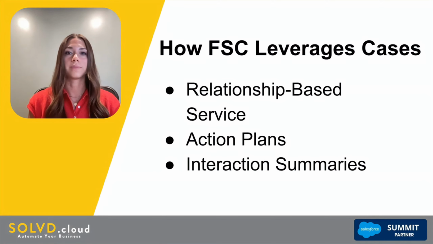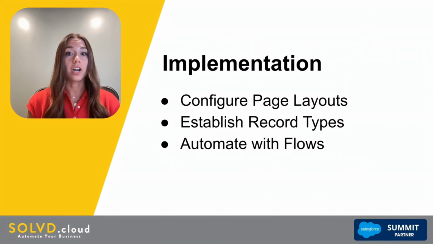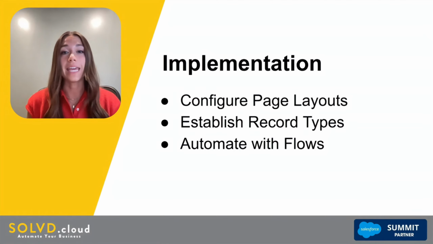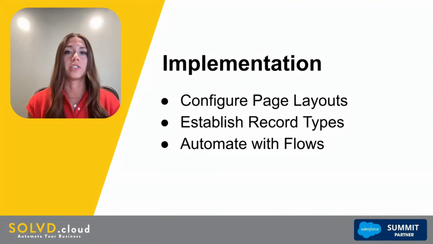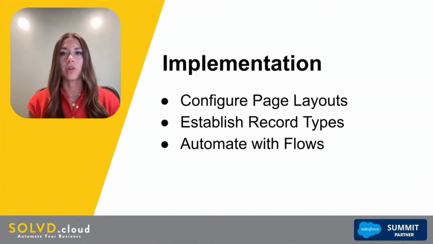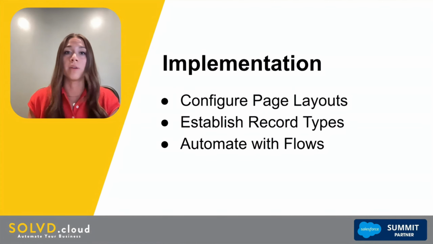So to get started in your org, you want to focus on a couple of key areas. First, configuring the page layout. Ensuring that the case-related list, action plans, and activity timelines are visible on the relevant record pages, such as the individual account and the household account layouts. Then you'll want to establish record types. Create specific case record types for different financial services: investment inquiry, account update request, claims processing, moving money. This just helps categorize requests and ensures agents capture the right information.